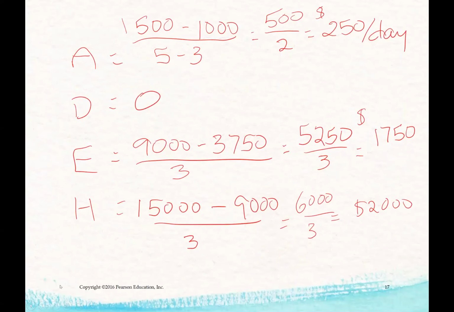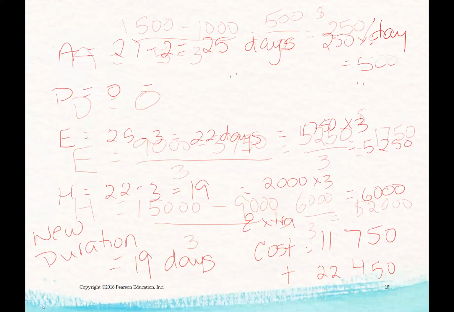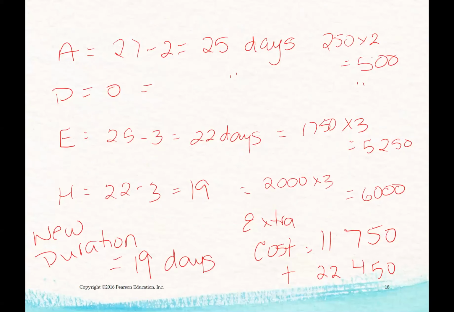Now we want to crash the project completely, which means we're going to crash A, E, and H as much as we can. We can crash A by 2 days, E by 3 days, and H by 3 days. And going through the process, trusting the process, writing everything all out, which you don't actually have to do, but it's kind of helpful to see.